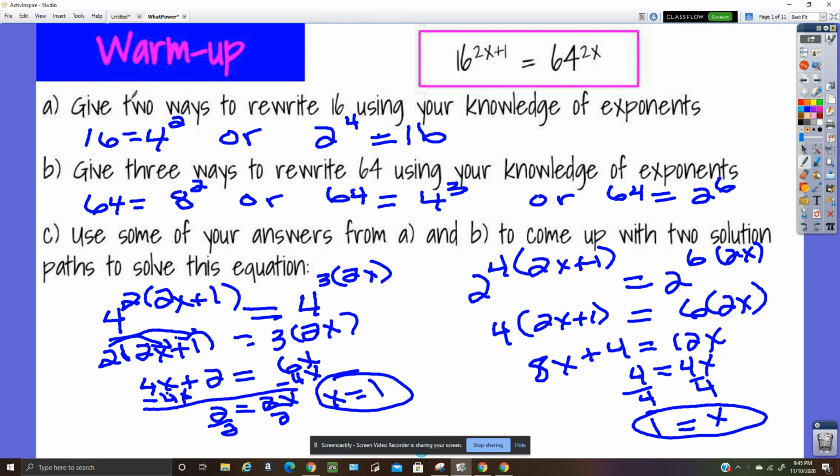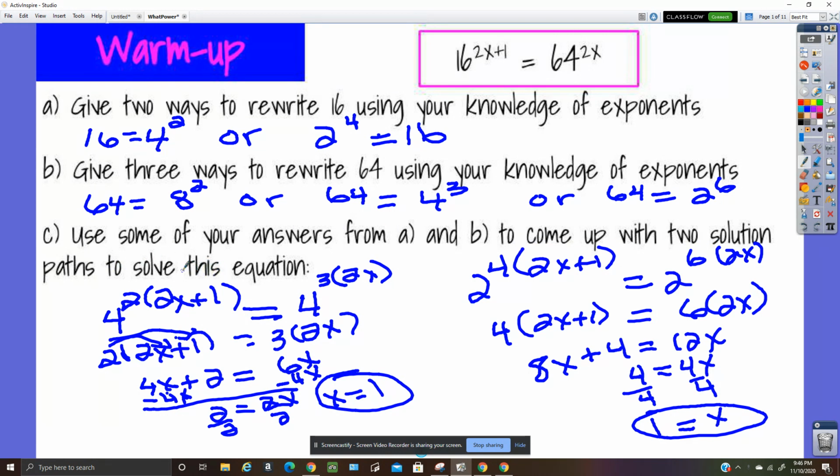All right, give two ways to rewrite 16 using your knowledge of exponents. So 16 is 4 squared, or 2 to the 4th is 16. Give three ways to rewrite 64 using your knowledge of exponents. Well, 64 is 8 squared, or 64 is equal to 4 cubed, or 64 is equal to 2 to the 6th. So use some of your answers from A and B to come up with two solution paths to solve this equation.